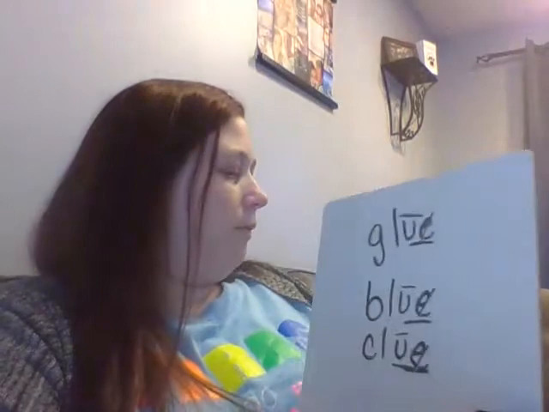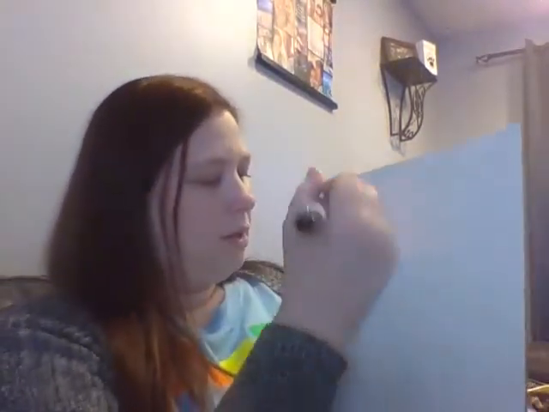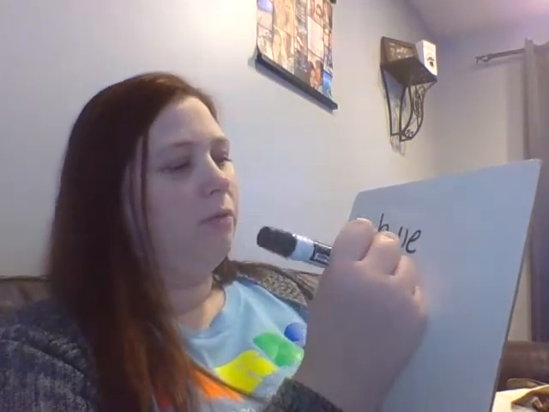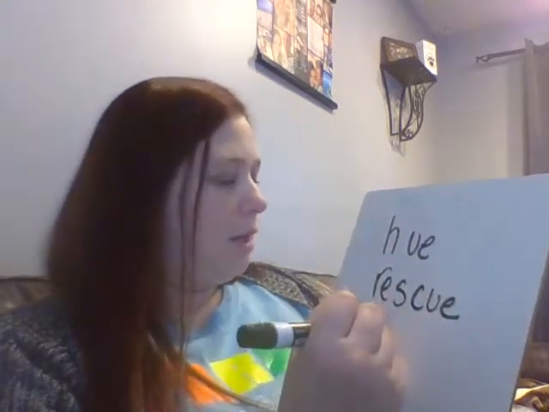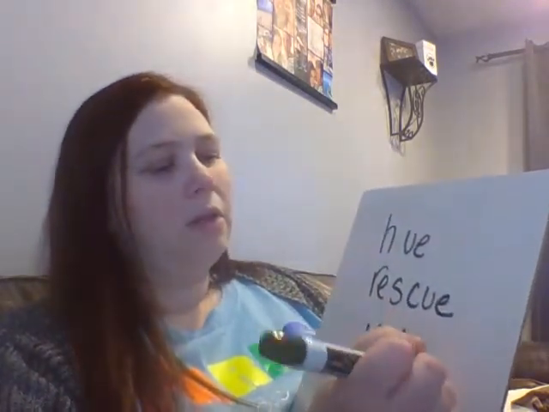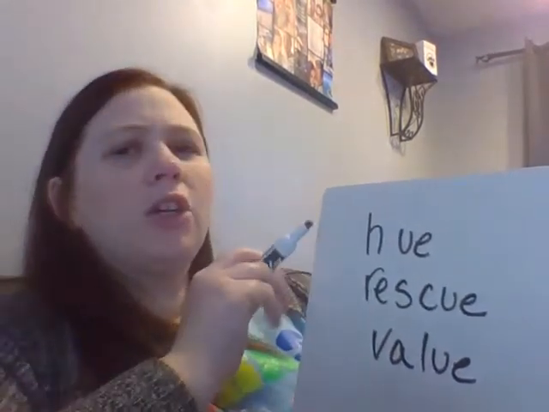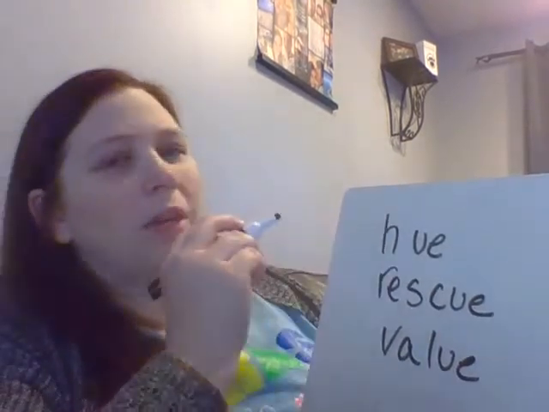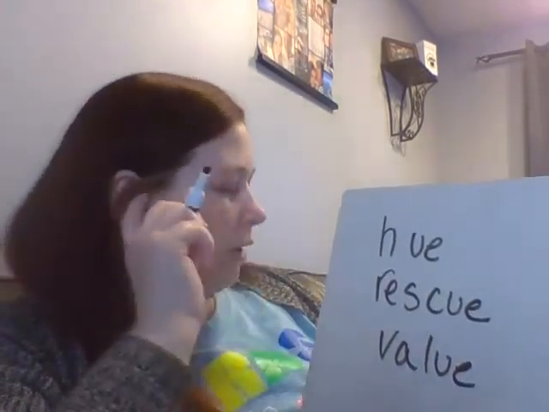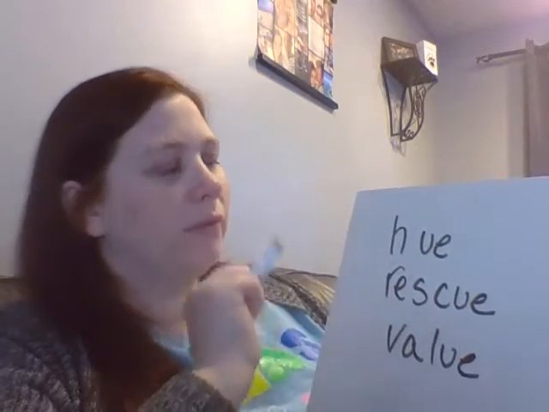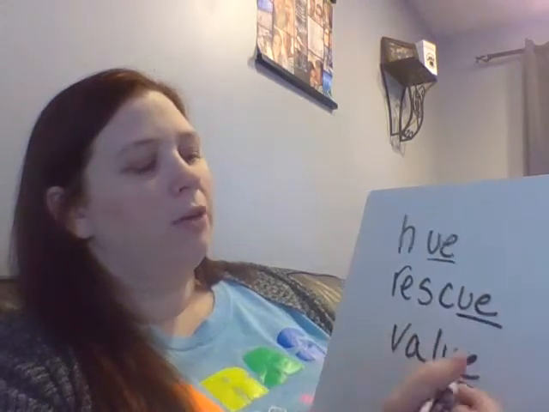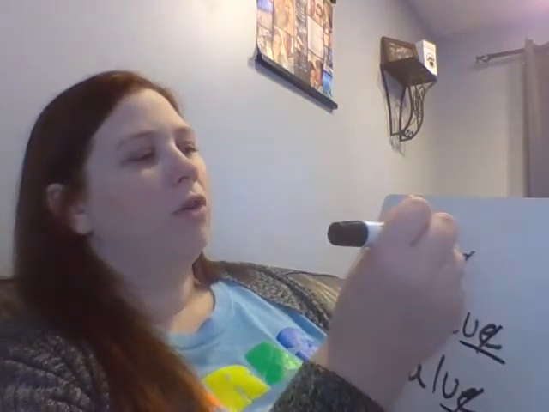All right, let's look at a couple of other words. Let's look at hue, rescue, and value. When you're saying these words, the difference between hue and glue is just saying that straight. Hue is kind of saying a U sound instead of just an ooh sound. So it can make both sounds. And again, we would underline, cross our E off, and draw a line.